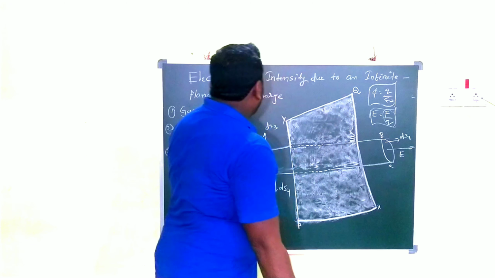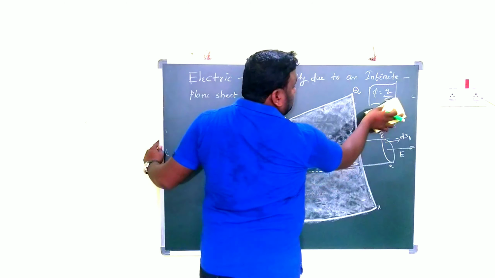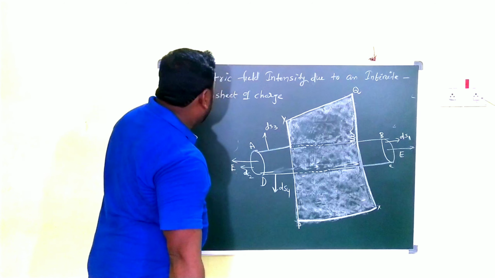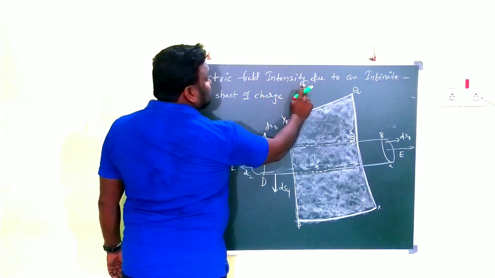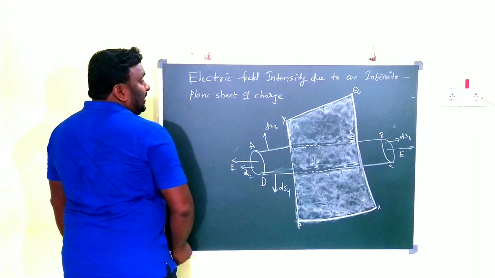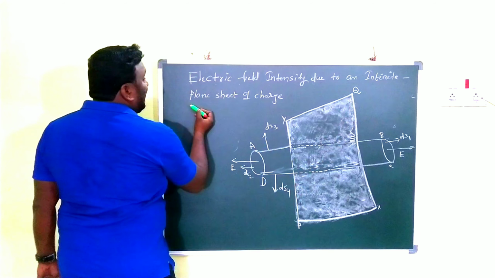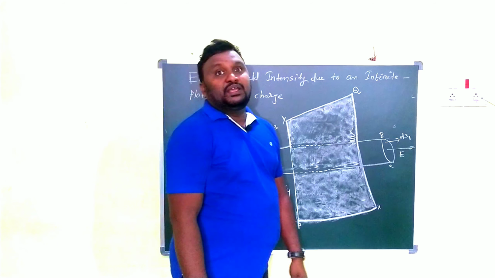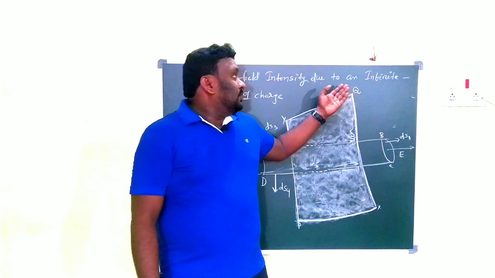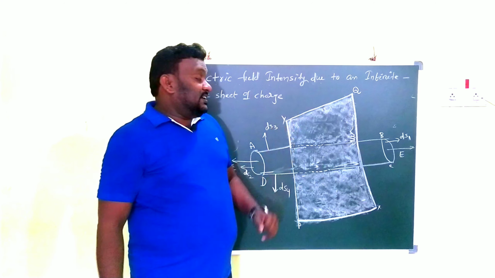Now I am going to the topic clearly. Today's topic is the electric field intensity due to an infinite plane sheet of charge. That is what you have to find. By using Gauss's law, we have to derive the expression for the electric field intensity due to an infinite plane sheet of charge. On the board there is one diagram.